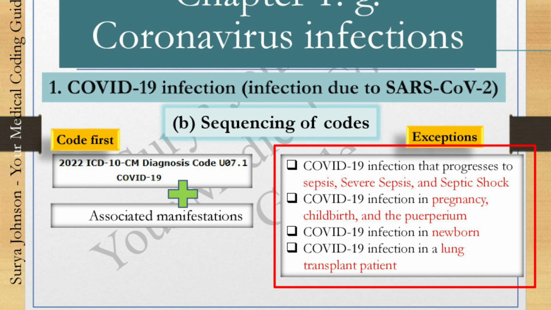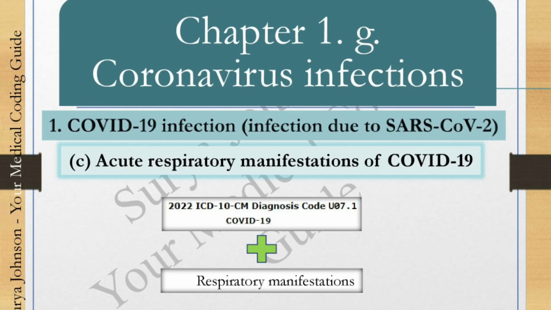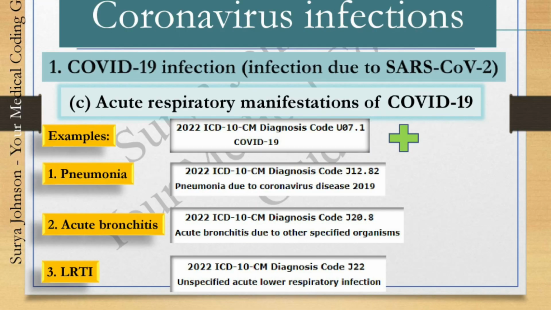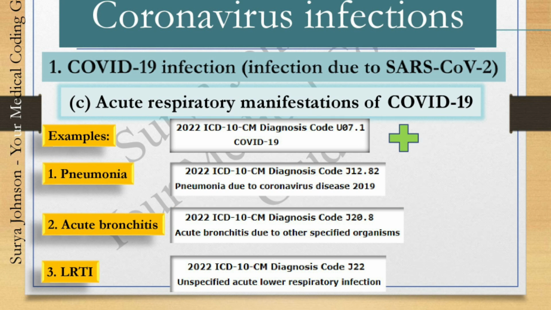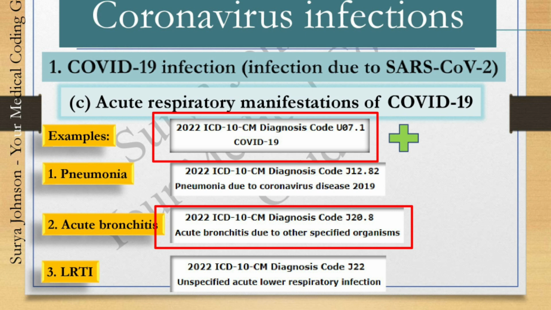So the next one is 1C, acute respiratory manifestations of COVID-19. The same B rule applies here. You will code the U07.1 COVID-19 followed by the respiratory manifestations. So for the 1C, we will see some examples. For example, if the patient has pneumonia due to coronavirus disease, you will be coding U07.1, and then pneumonia due to coronavirus disease J12.82. If the patient has acute bronchitis because of coronavirus, you will be coding U07.1 followed by J20.8, which is acute bronchitis due to other specified organisms.